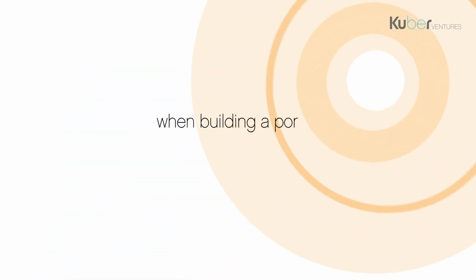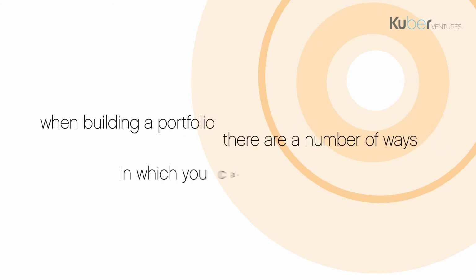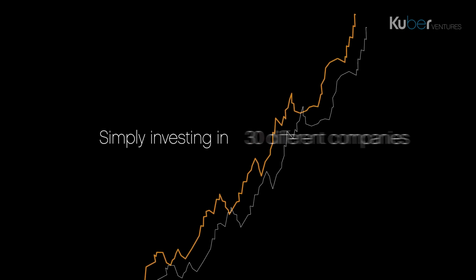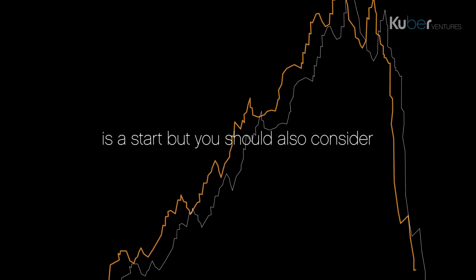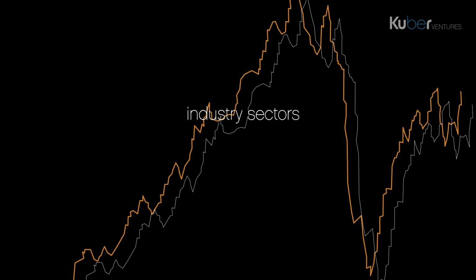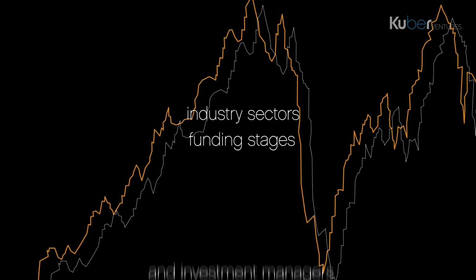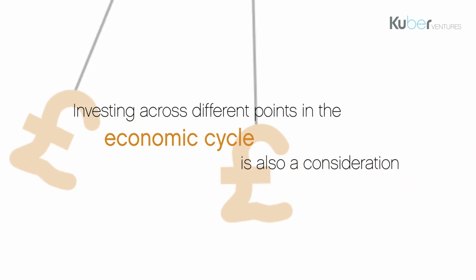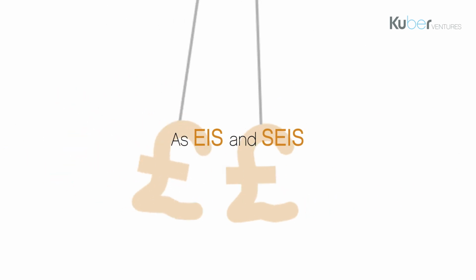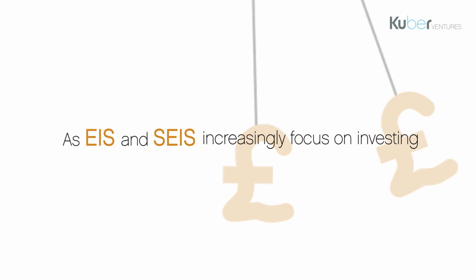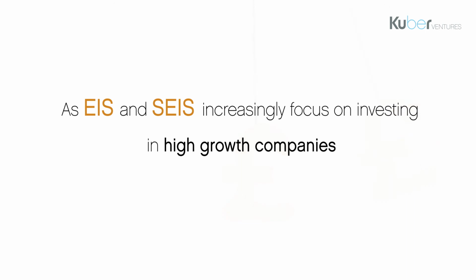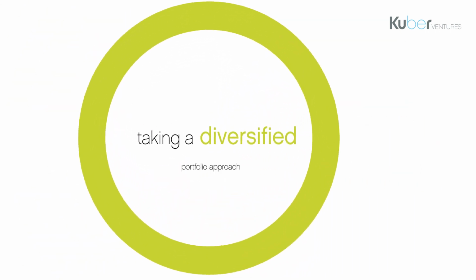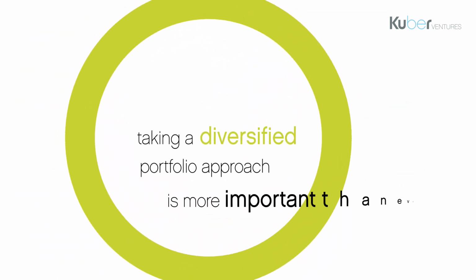When building a portfolio, there are a number of ways in which you can diversify. Simply investing in 30 different companies is a start, but you should also consider industry sectors, funding stages, and investment managers. Investing across different points in the economic cycle is also a consideration. As EIS and SEIS increasingly focus on investing in high-growth companies, taking a diversified portfolio approach is more important than ever.